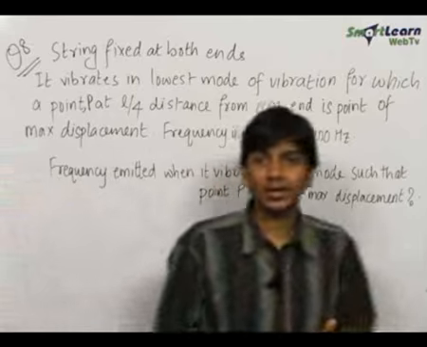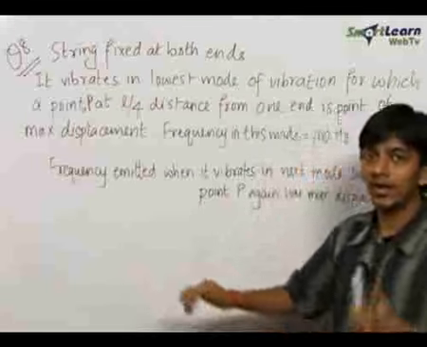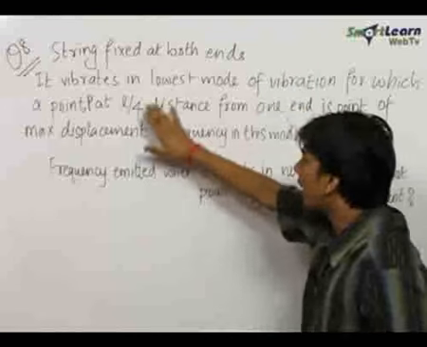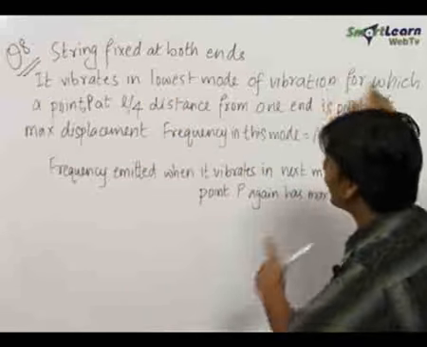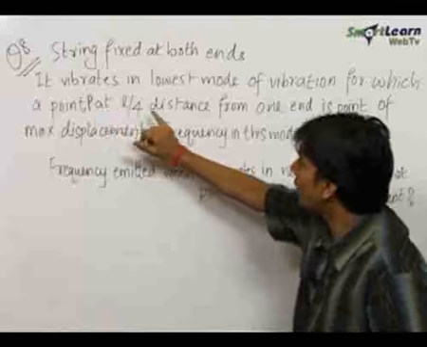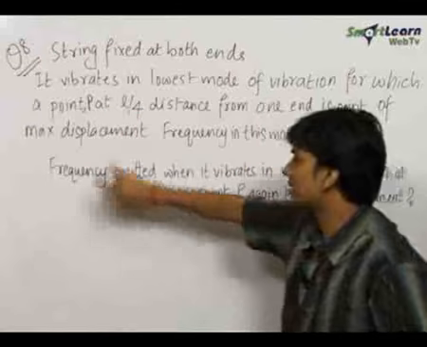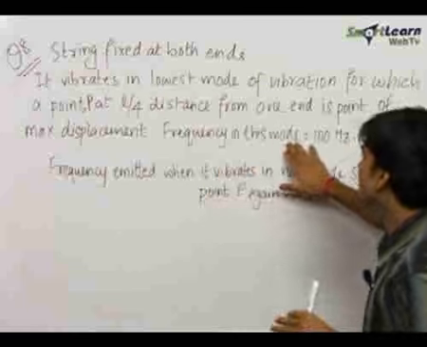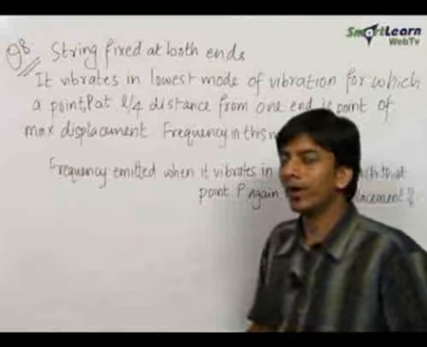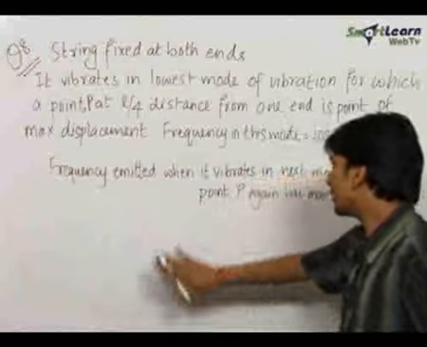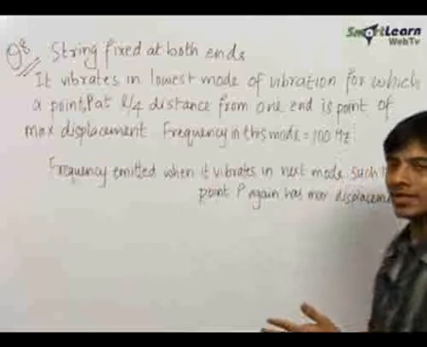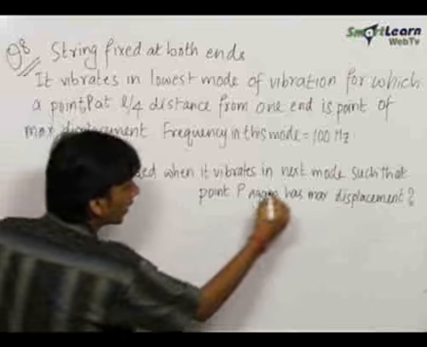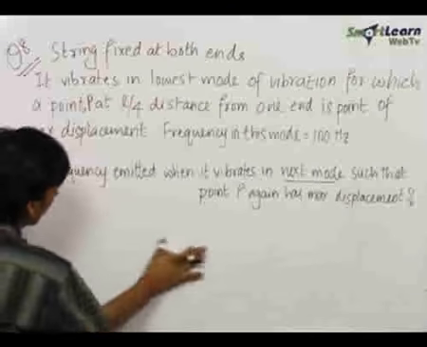The eighth question that we have is a very interesting and a very important question. We have a string fixed at both ends. It vibrates in the lowest mode of vibration, for which a point P at L by 4 distance from one end is a point of maximum displacement, that is, it is an antinode. Now the frequency in this mode is equal to 100 Hertz. What we need to find out is the frequency emitted when it vibrates in the next mode such that the point P again has maximum displacement. We just need to find out the next mode, the immediate mode.